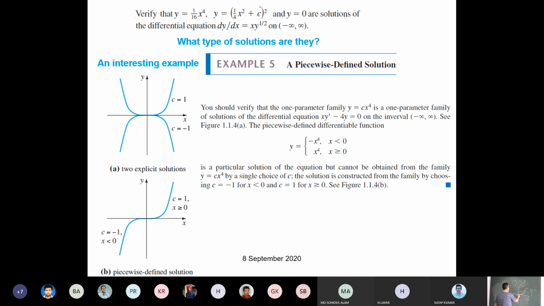But although this is a solution, you simply cannot express it in terms of a single expression y equals cx to the power 4, which is going to be valid throughout the whole interval. So in those cases, we may have to define this kind of solution piecewise. So that is what you see in the slides. Is it okay with everybody?